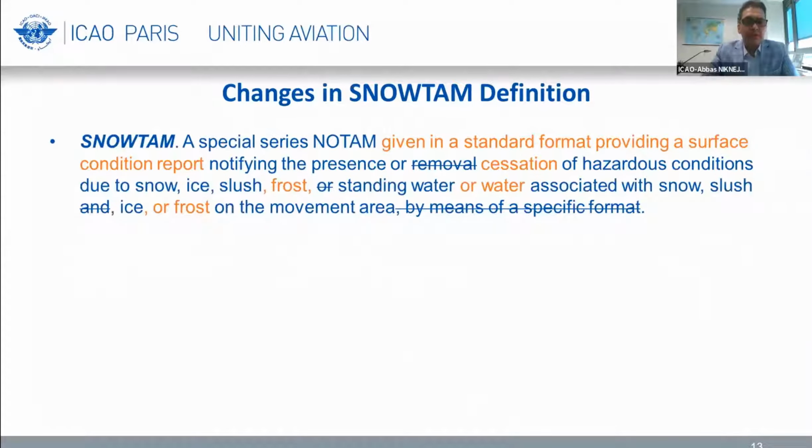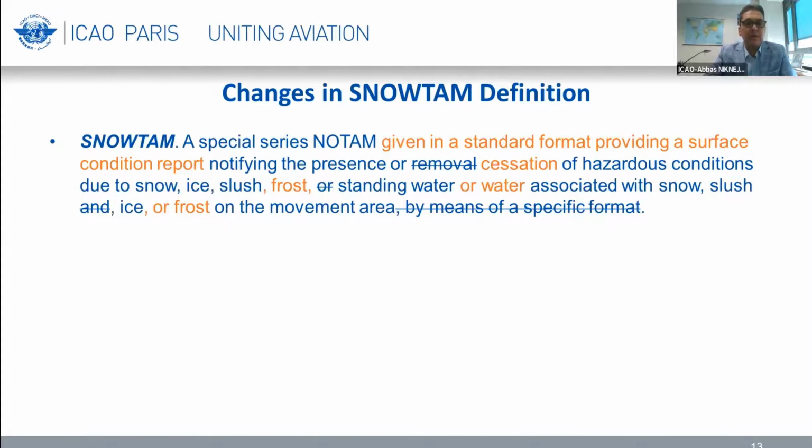The first change introduced in the Snowtam provisions was about its definition. You can see the orange color showing the additions to the Snowtam definition, and the strike-throughs show the removals of the previous definition. The first change is that the Snowtam is given in a standard format, which refers to the RCR structure, which coincides with the Snowtam format as well.